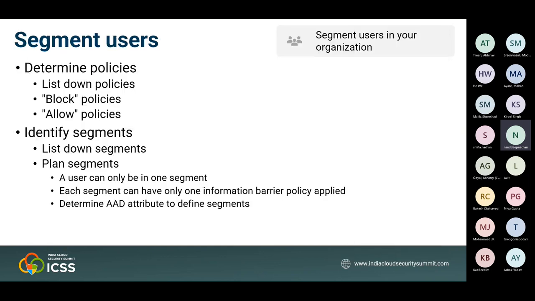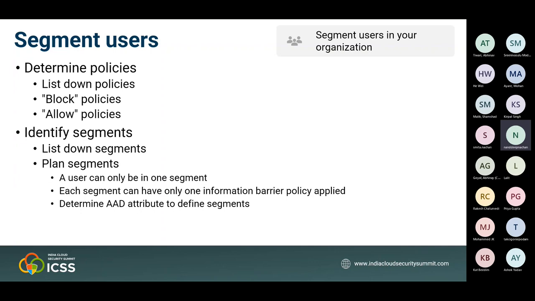So now that comes to the place to segment the users, so you can determine the policies to block or allow the communication between two groups. So let's say once you define the segments, you want to either allow the communication between those two segments, or you want to block the communication between those two segments. So identify all those segments, list down what kind of segments you will need, and then plan accordingly.